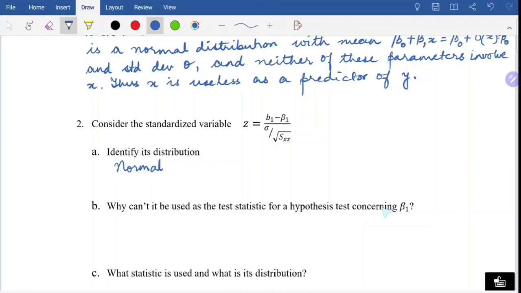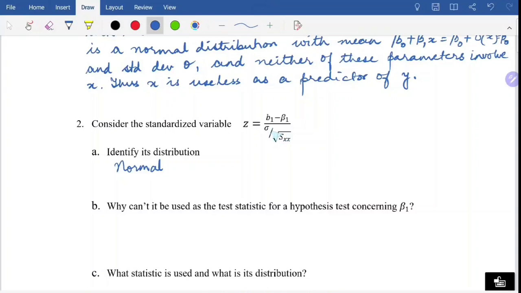Now, part B says, why can't it be used as the test statistic for a hypothesis test concerning beta sub 1? Because in most cases, sigma will be unknown. We've learned this before, starting from the very first chapter that started inferential studies. Remember, confidence intervals.